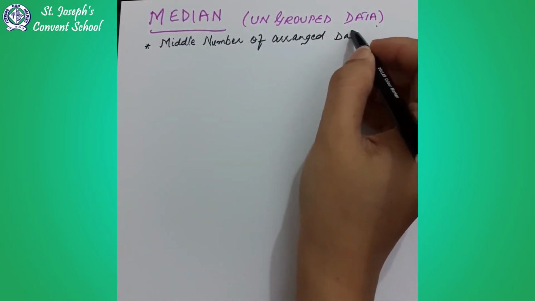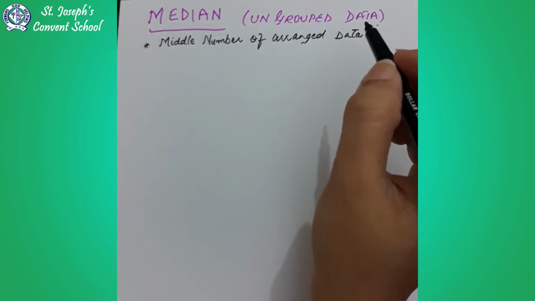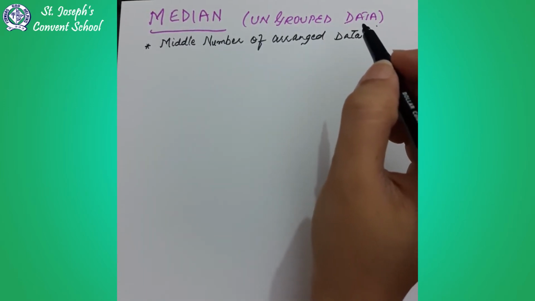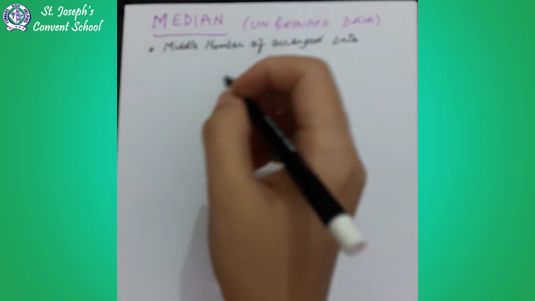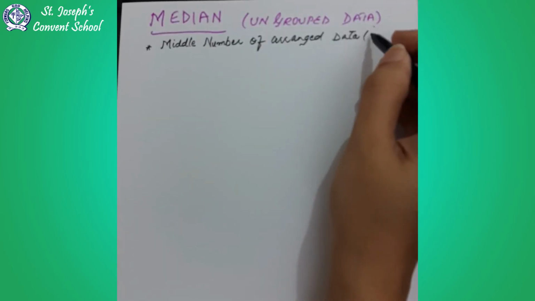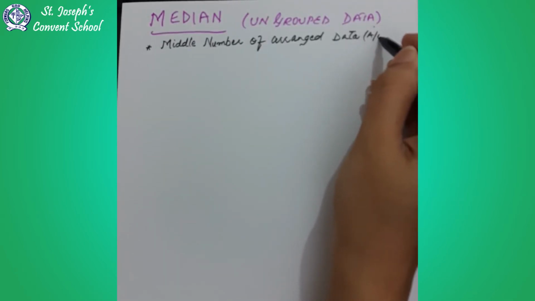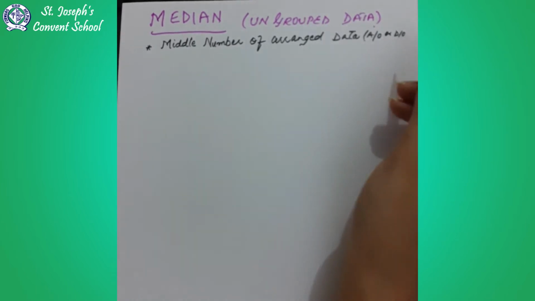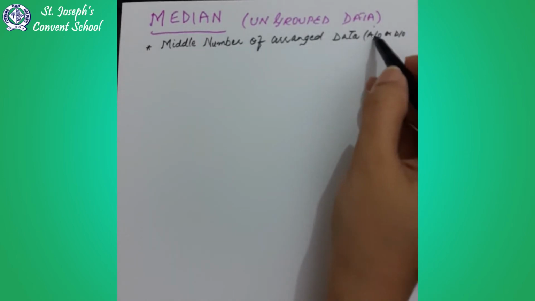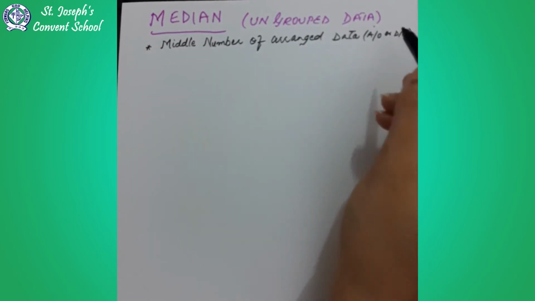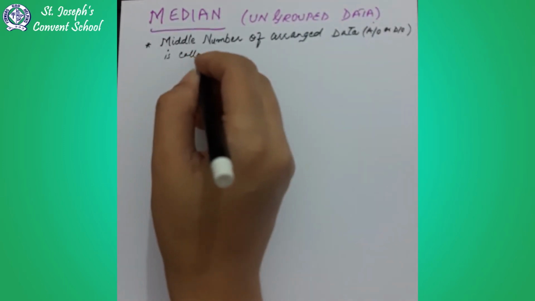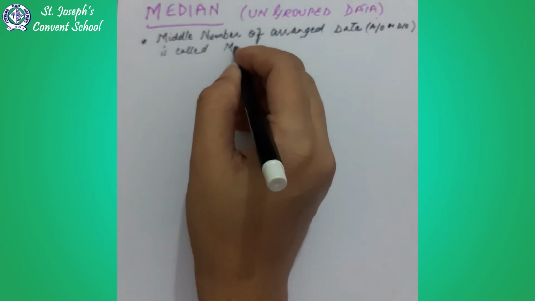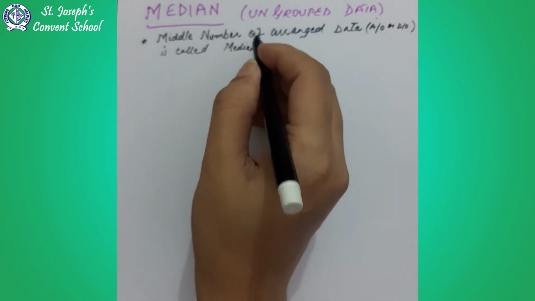So what does arranged data mean? Arranged data means ascending or descending order. You can arrange the data in ascending or descending order, so it is known as arranged data. I'll write it in the bracket: ascending order or descending order. A is ascending order, D is descending order. So arranged data, it is known as median. You have to arrange the data and find the middle value.